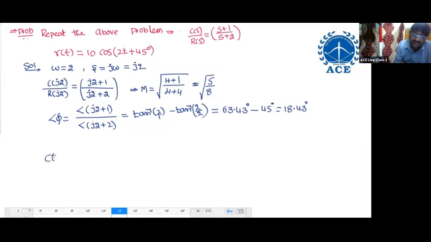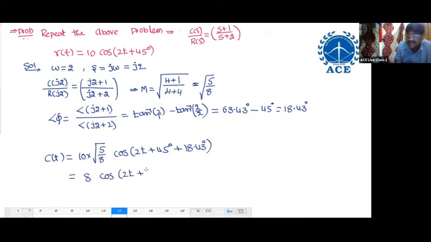Then write the C of t: 10 into root of 5 by 8, cos of 2t plus 45 degrees plus 18.43, that equals 8 cos of 2t plus 63.43.